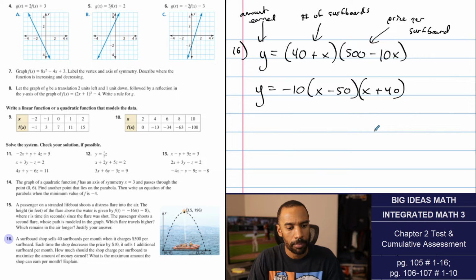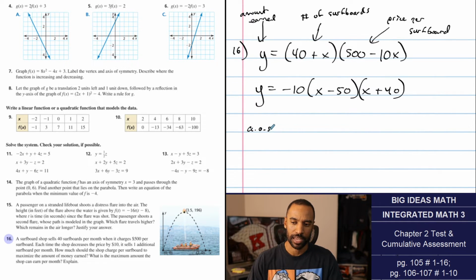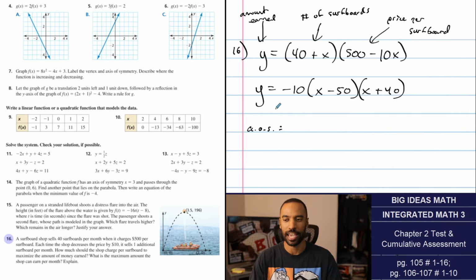How much should the shop charge per surfboard to maximize the amount? What's the maximum amount? So let's do this. Let's get the axis of symmetry, x value. We basically need the vertex, but there's one more thing we'll still need, and that's why this function is actually so important for me to look at here.